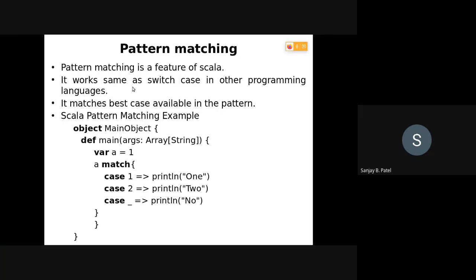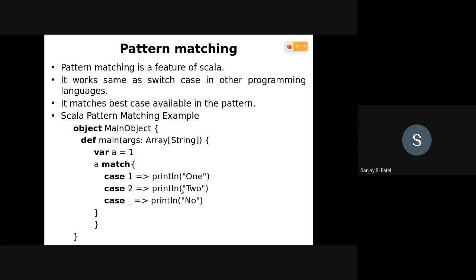So now here the new concept is pattern matching. Pattern matching is a feature of Scala. It works the same as a switch case in another programming language. It matches the best case available in the pattern. So here the variable a is equal to 1, and then a match, curly bracket open and close, case 1. If a is equal to 1, so here println, the message is printing 1.